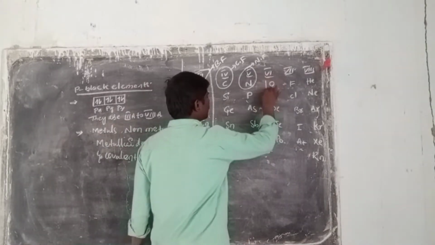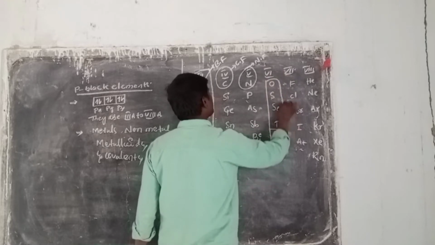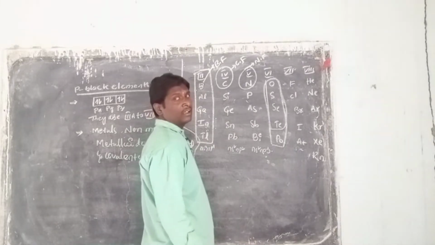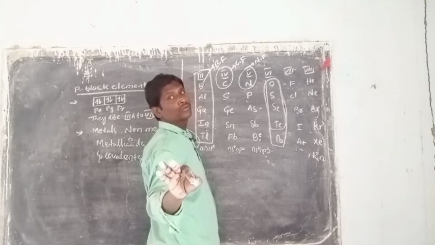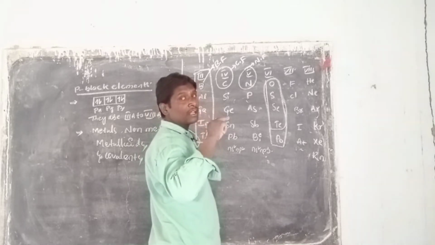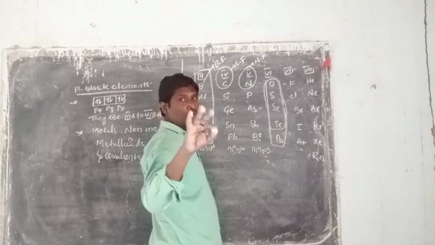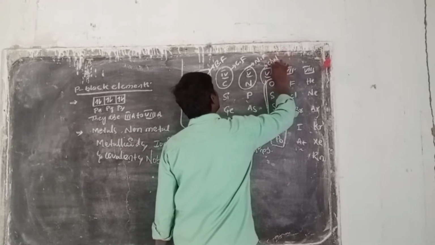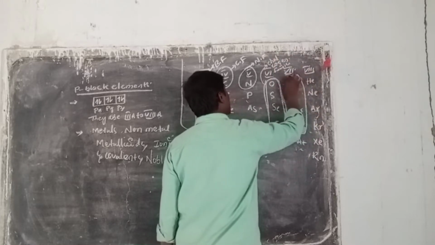Then oxygen, sulfur, selenium, tellurium, polonium. These are called chalcogens. What is meant by chalcogens? These elements are obtained from their ores. Oxygen, sulfur, selenium, tellurium: this type of elements is obtained from the ores. That's why it is called the chalcogen family.